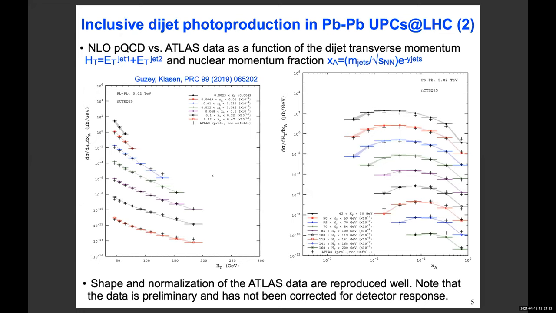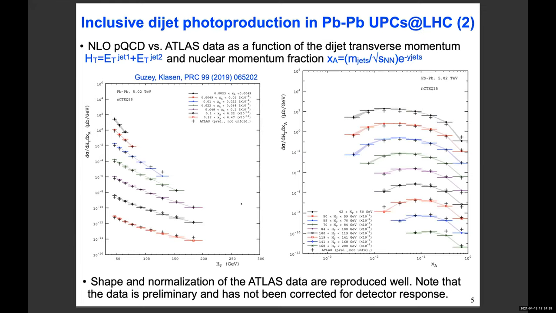One can see in these plots that we reproduce fairly well, although it's a log-log scale of course, the shape and normalization of the ATLAS data. However, one has to note that the data is still preliminary, despite being 2 or 3 years old, and has not been corrected for detector response.